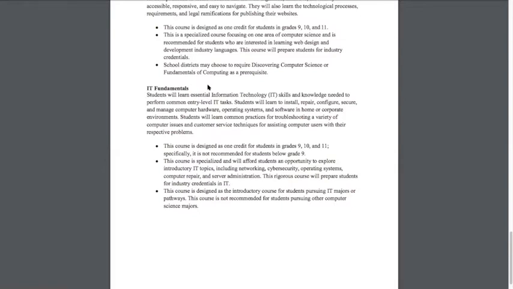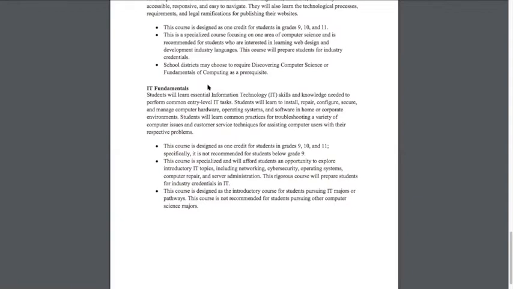revised. Additionally, it's specialized and it allows them to explore IT topics that will then lead into IT pathways like networking, cybersecurity, operating systems, computer repair, server administration. If you're familiar with the career and technology ed, the CTE pathways, you'll notice that list are the pathways. And so it's a rigorous course that aligns to industry credentials, or gets students ready for the upper level industry credentials. And it's really for students interested in pursuing IT majors and IT pathways.